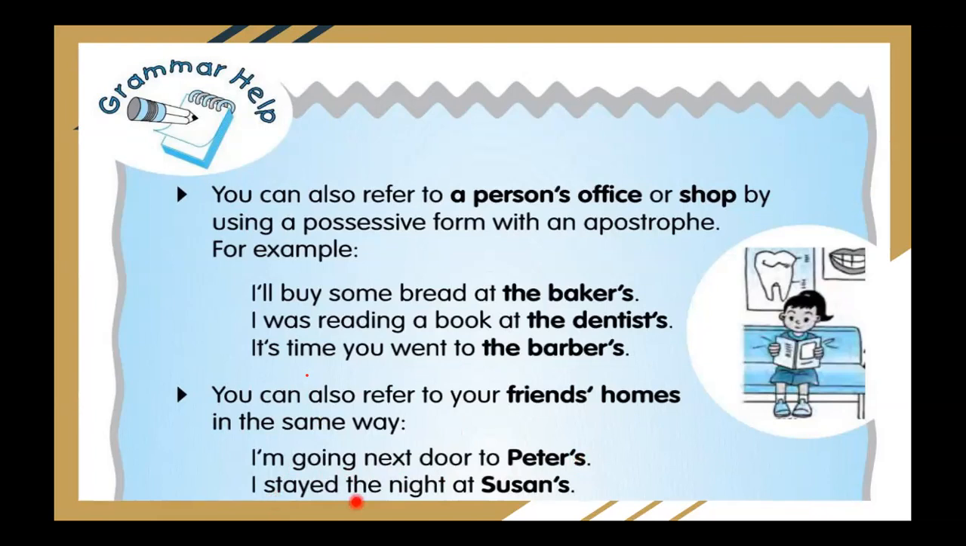I stayed the night at Susan's. मैं रात में Susan के पास रुक रही हूँ. So you are saying you are staying at Susan's home. So here also we didn't use the word home. हमने सिर्फ Peter's, Susan's कह दिया, so it is understood that हम घर की बात कर रहे हैं. So you are talking about your friends' homes.